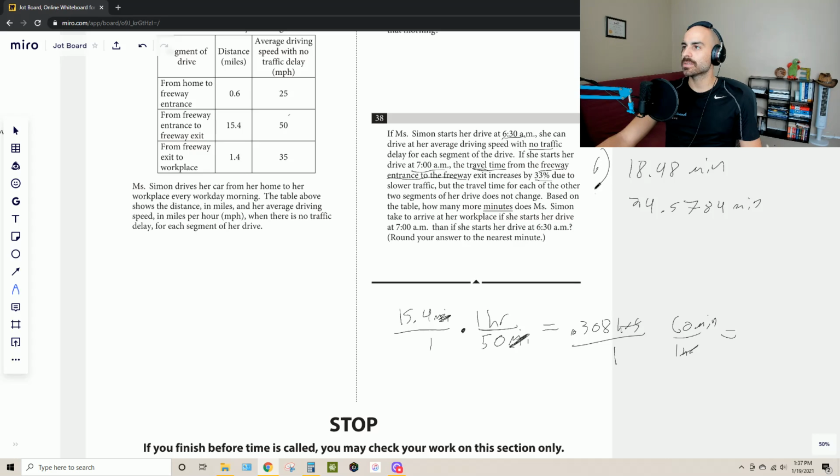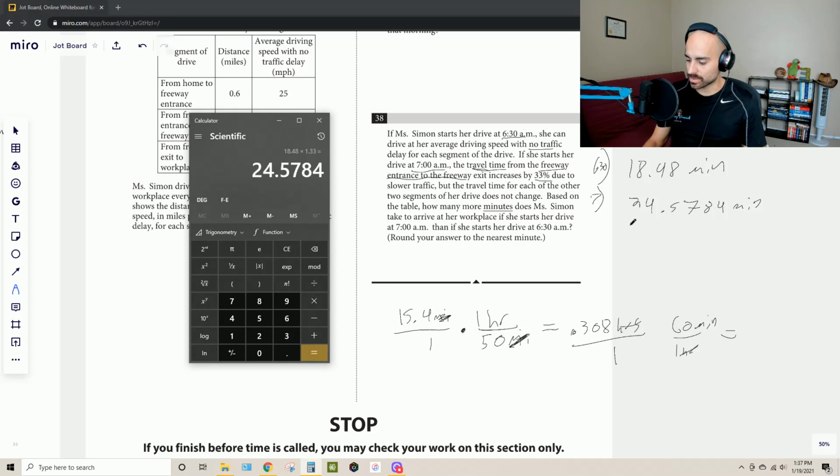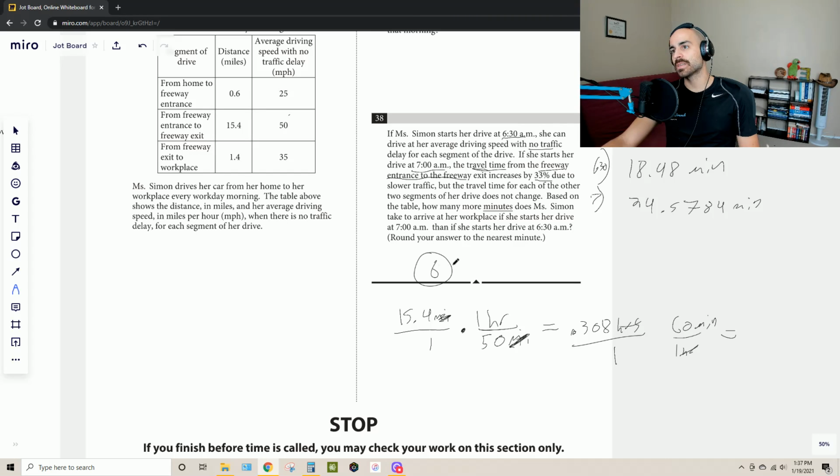time, and this is our 7 a.m. time. What's the difference? All we need to know is this difference because the other times are the same anyways. So if we subtract that by 18.48, we end up with 6.09, which they want us to have rounded to the nearest minute, which gives us the answer of 6.